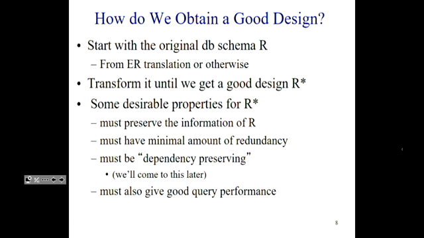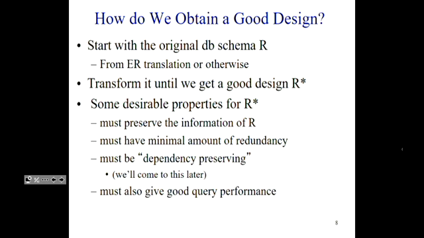In general, there are other desirable properties. You want to preserve the amount of information of R. You want to have the minimum amount of redundancy. You want it to be dependency preserving, and we'll get to this notion later. And you want it to have good query performance. Usually, though, these properties are very hard to satisfy all at the same time, so we might end up making some compromises. It's still fairly challenging, even though you want all of these properties to be satisfied.